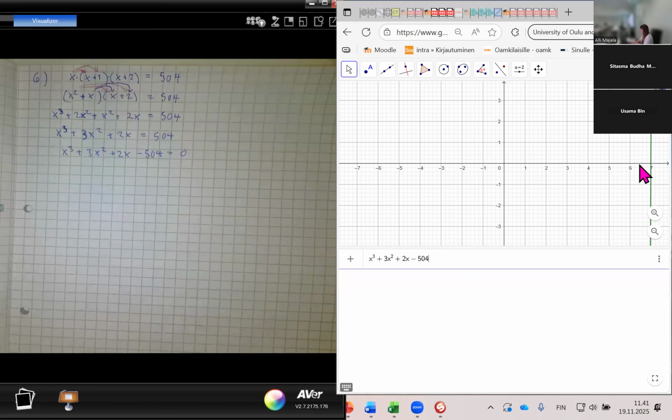I could now start solving this. I could, for example, if I would now know that the 7 is the root, I could start dividing it with a term that includes this root, and then I would get it into a simpler form and solve it. But why do that? You don't need that kind of tricks here.